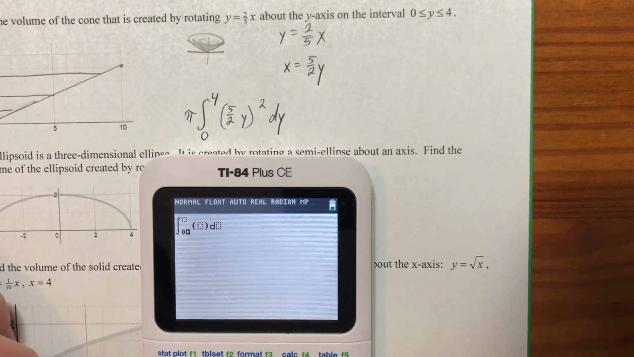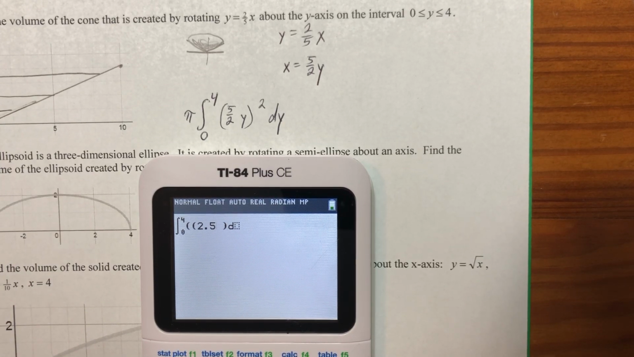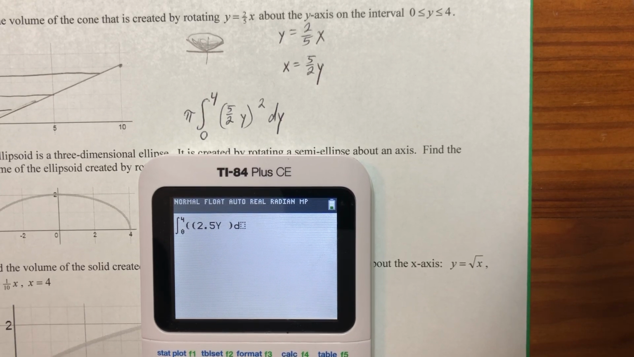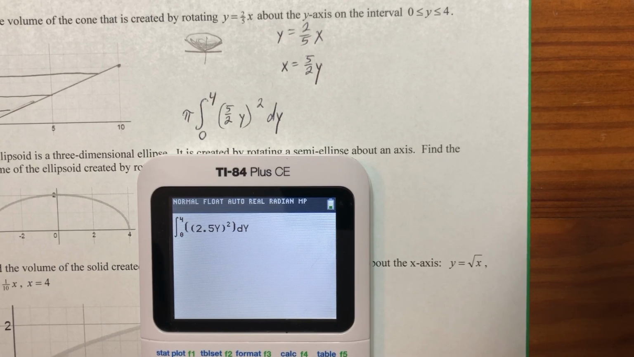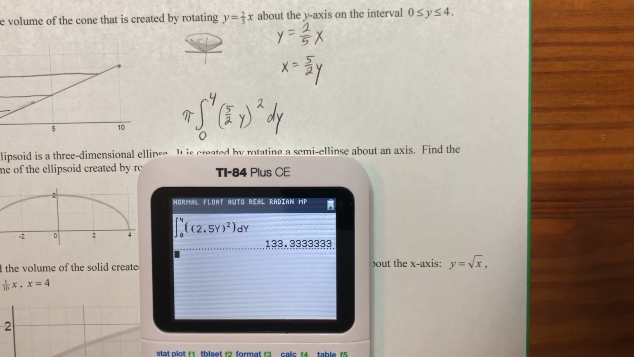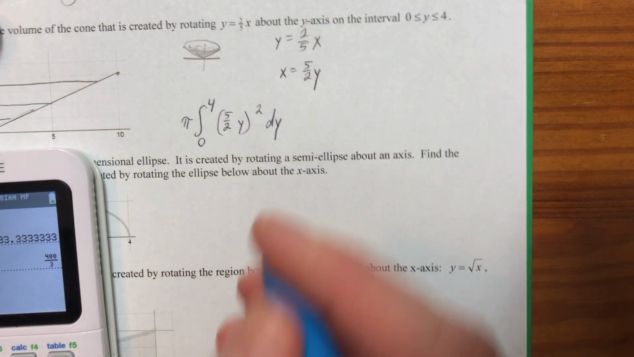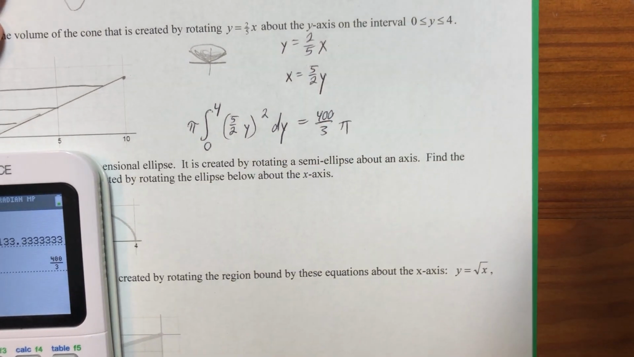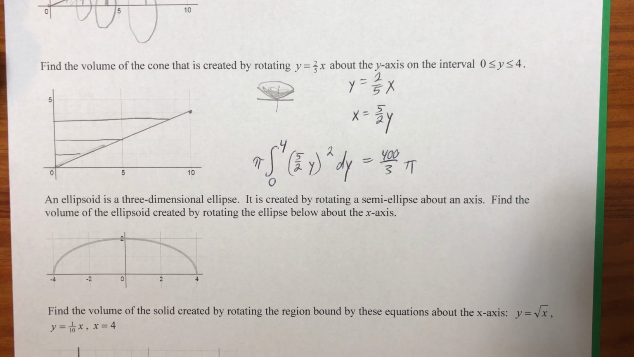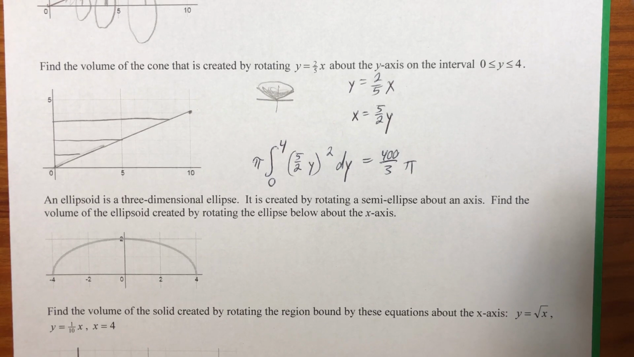So integral 0 to 4 of 2.5, let's put it in parentheses. And you could use x, but I'm going to be consistent with the way the problem is, and I'll use y. And we'll use that right there. And it's 133.33333. That is 400 over 3. 400 over 3, and there's a pi involved. And you can turn it into an irrational number if you want to, by multiplying by pi. All right, let's not though.